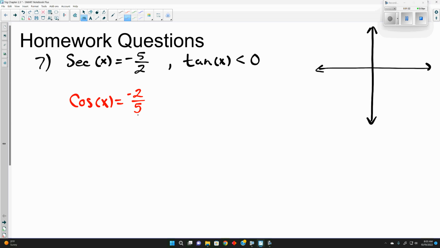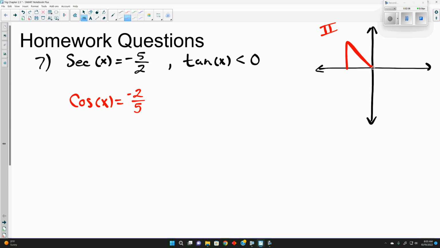Well, cosine is negative in only 2 spots. It's negative in the second and third quadrant, because cosine is adjacent. And the only place where cosine and tangent are both negative is going to be in quadrant 2, because tangent's negative in the second and fourth. It's positive in the first and third. So what that's telling us is that our triangle is going to be over here.